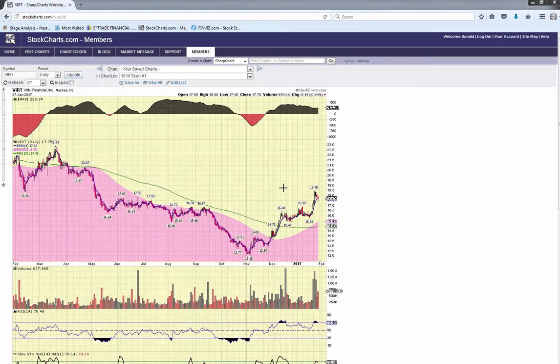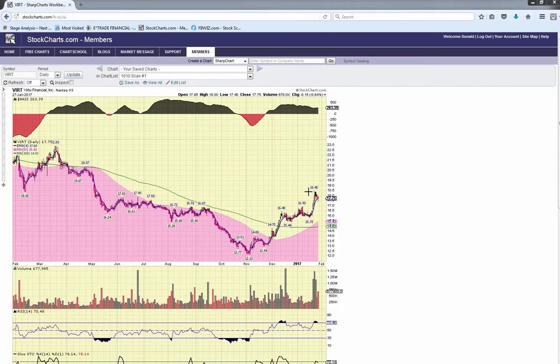If we're into this kind of formation and we break this 1845, then your move is going to be the distance or the size of your flagpole, in this case roughly 2 points. So you could expect a measured move to $20.45 on a break of the top of the flag here.